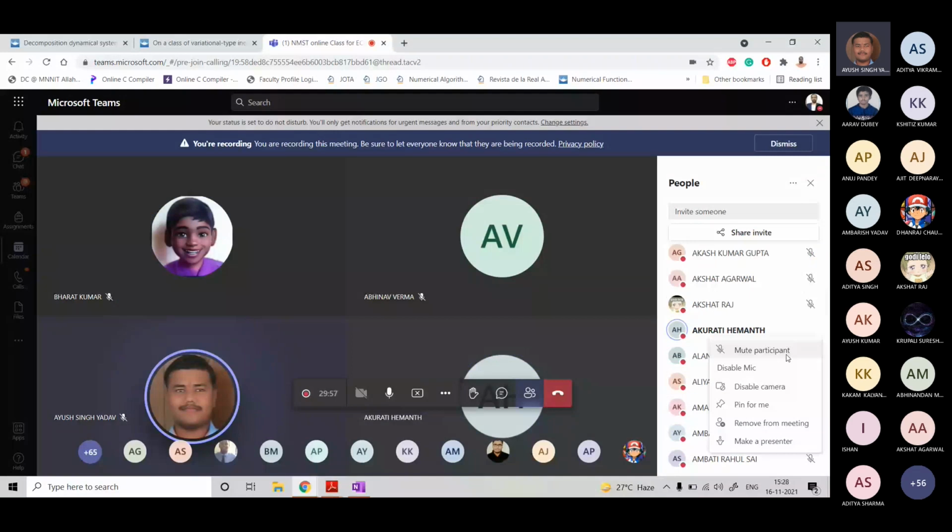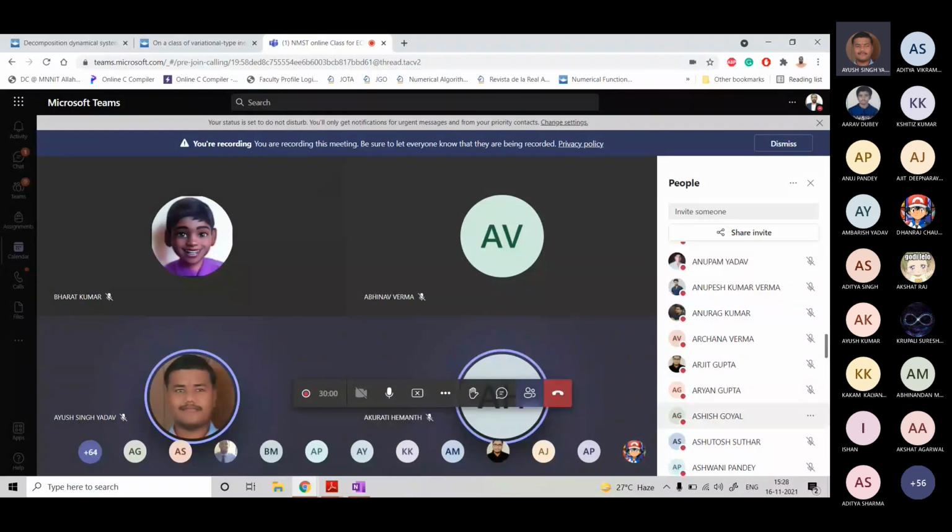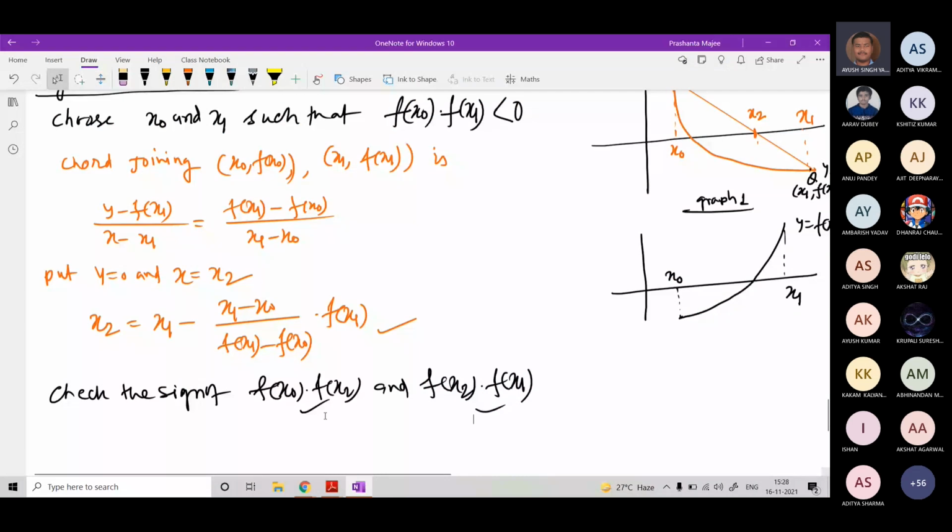Okay, fine. So only one of these two products will be less than 0. Yes or no? If both were less than 0, it would mean two roots, which is not the case. Correct, one of them will be less than 0. So in the next iteration to calculate x3, those two values will be taken whose functional values are of opposite sign.